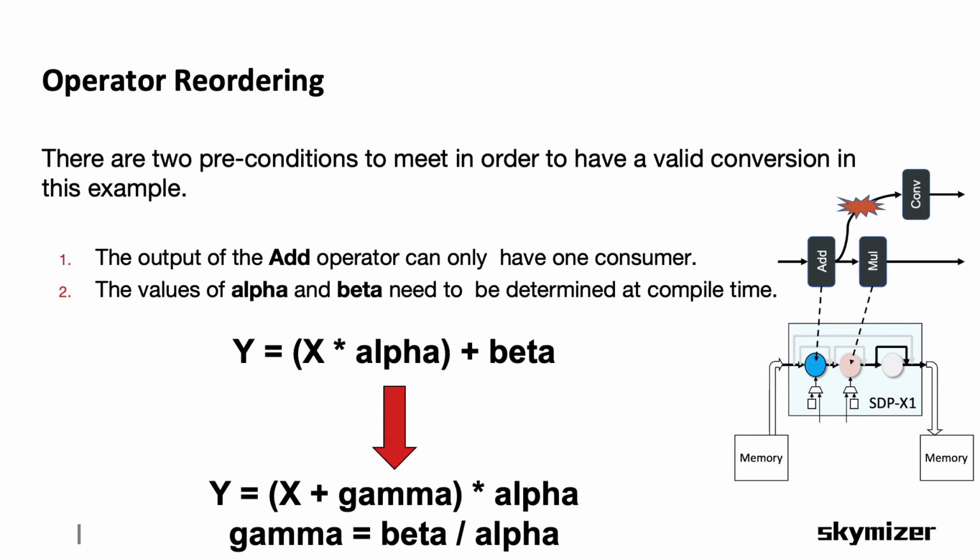The second requirement comes from the fact that gamma has to be determined at compile time because there's no divider available in the hardware. It usually implies that the values of alpha and beta are constant values in the given model.